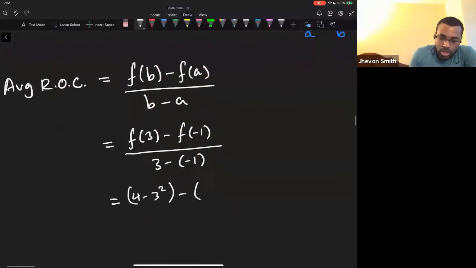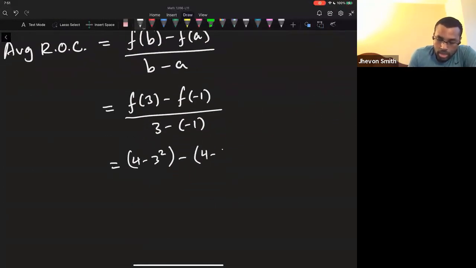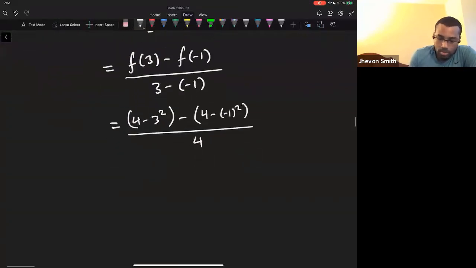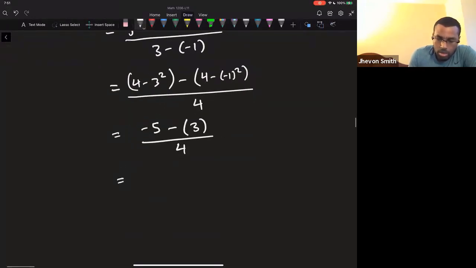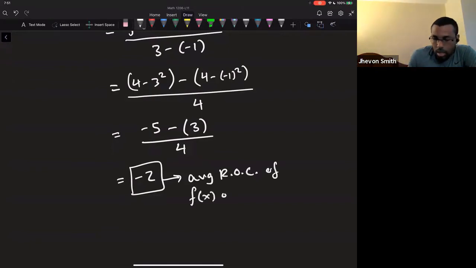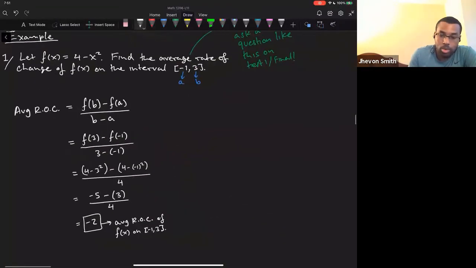Then I'm going to plug in -1 into that. This is going to be 4 minus 1 squared all over, well, that's just going to be 4. 4 minus 9 is -5. 4 minus 1 is 3. So this is going to be -2. So this is the average rate of change of f of x on -1, 3. And that's it. It's not any more complicated than that.